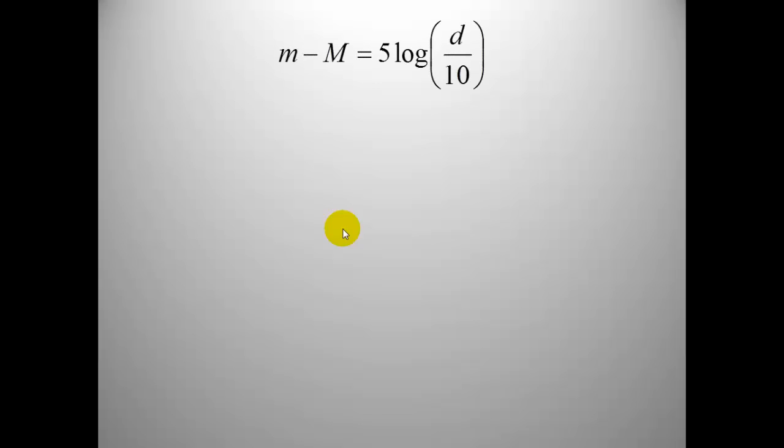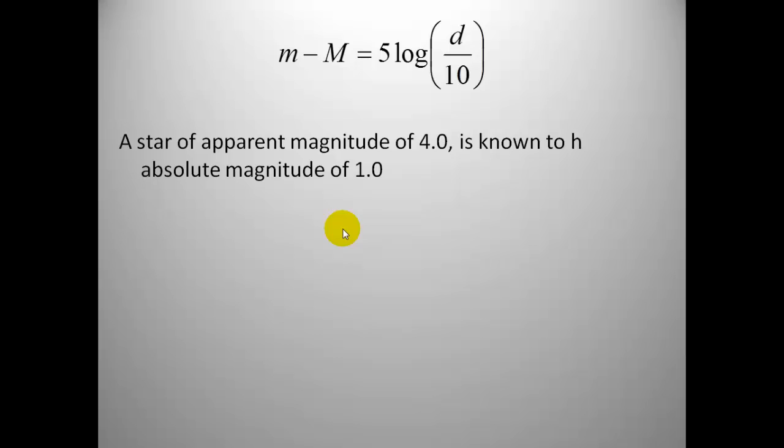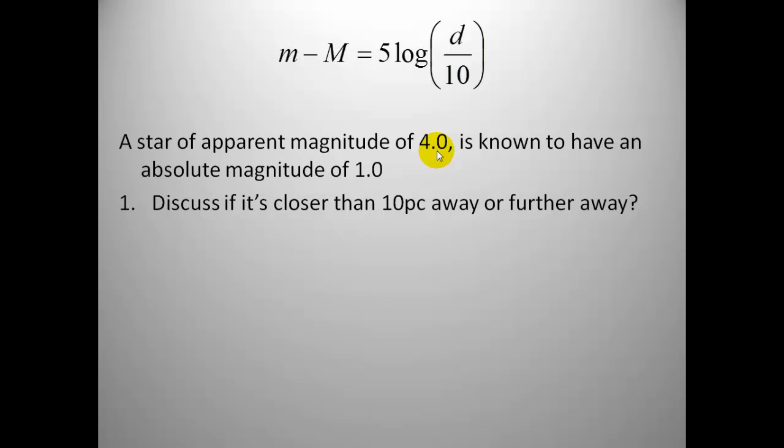So here's the equation again. A star of apparent magnitude 4 is known to have an absolute magnitude of 1. In other words, if viewed from 10 parsecs, it would have a magnitude of 1. It would be very bright. But it has an apparent magnitude of 4, which makes it much dimmer. So really it must be much further than 10 parsecs away from us. Is it closer or further away than 10 parsecs? Its apparent magnitude is quite dim, so it must be quite far away. Can you calculate the distance to the star? You know the apparent magnitude and the absolute magnitude, so you can find d.